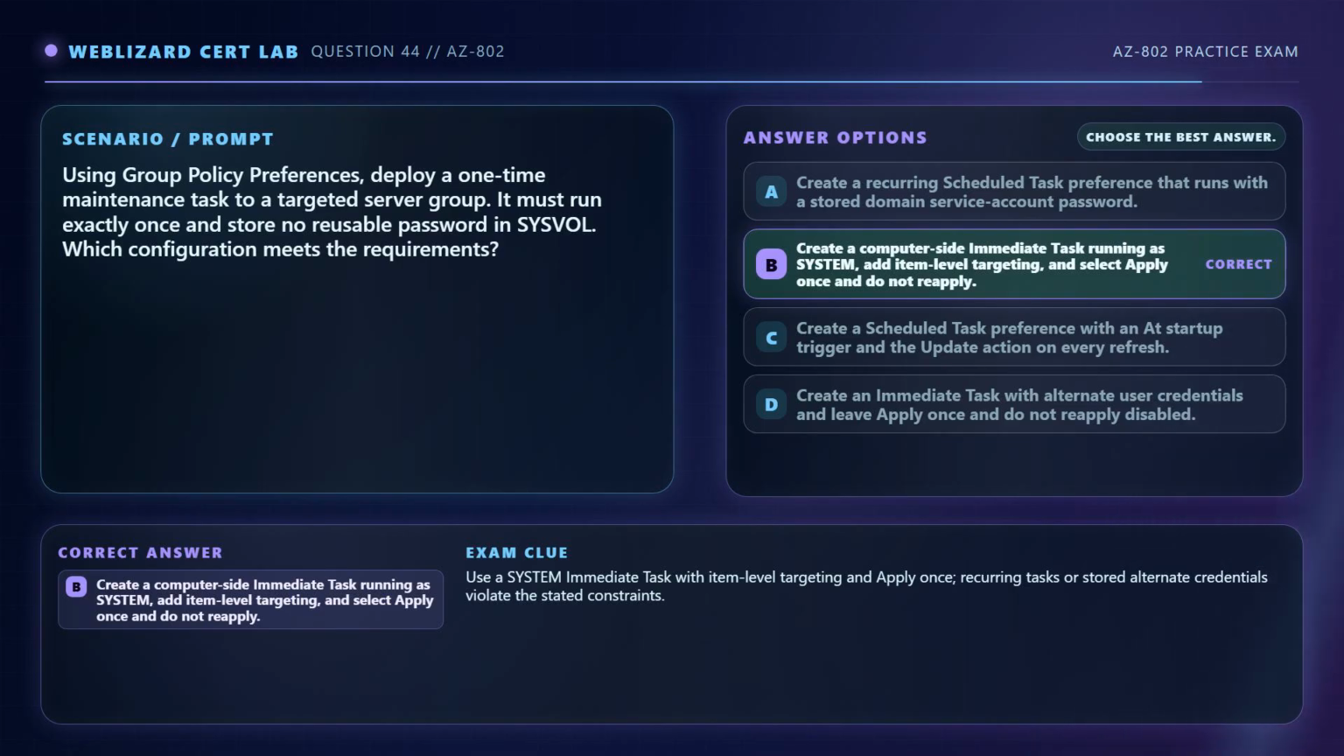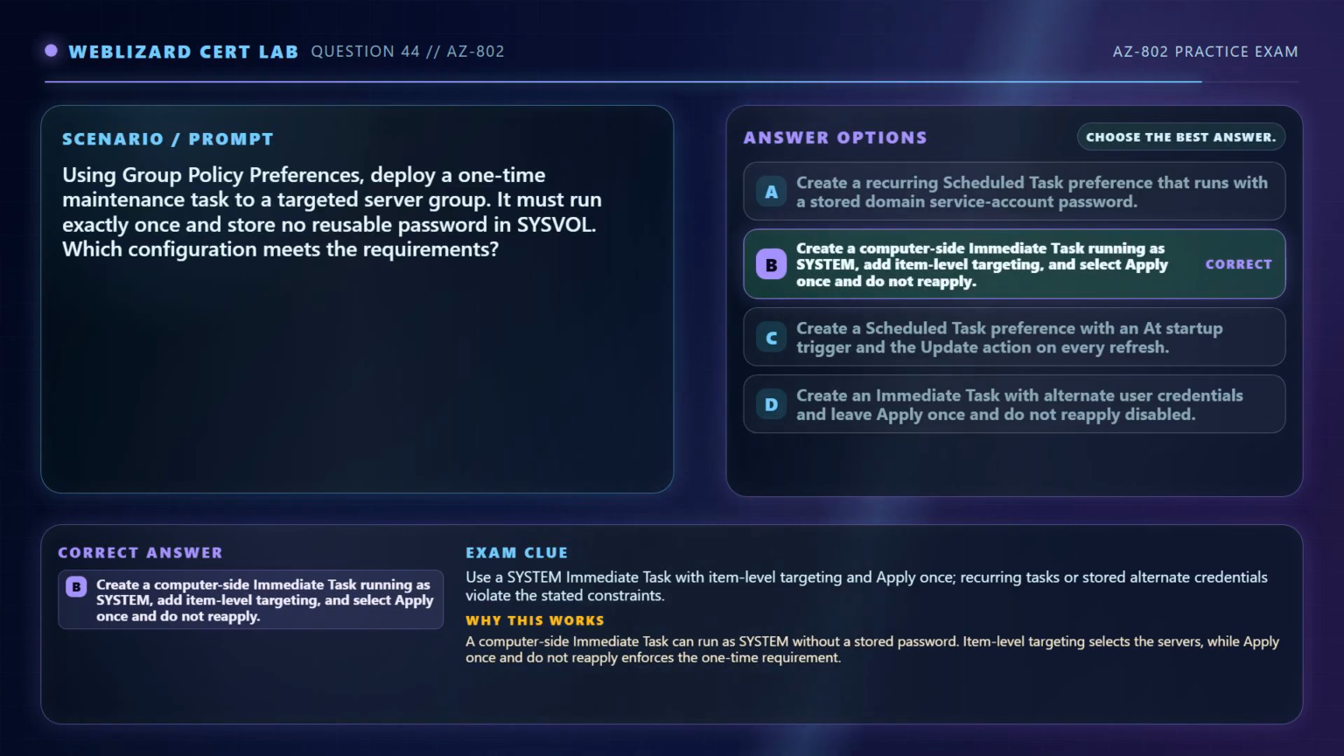The correct answer is B. Create a computer-side immediate task running as system, add item level targeting, and select apply once and do not reapply. A computer-side immediate task can run as system without a stored password. Item level targeting selects the servers, while apply once and do not reapply enforces the one-time requirement. Use a system immediate task with item level targeting and apply once. Recurring tasks or stored alternate credentials violate the stated constraints.